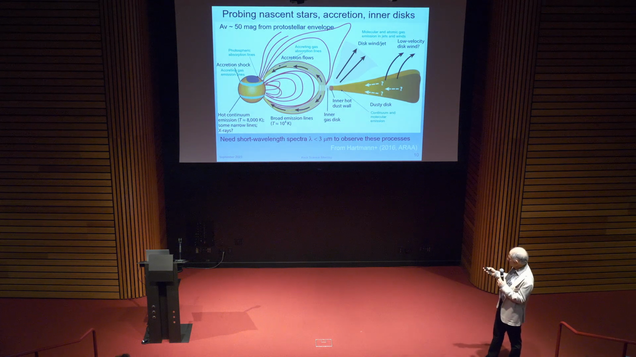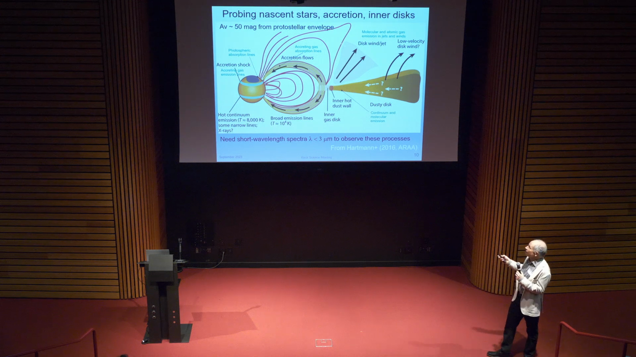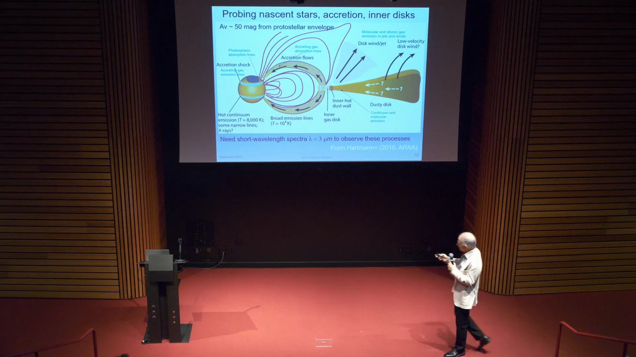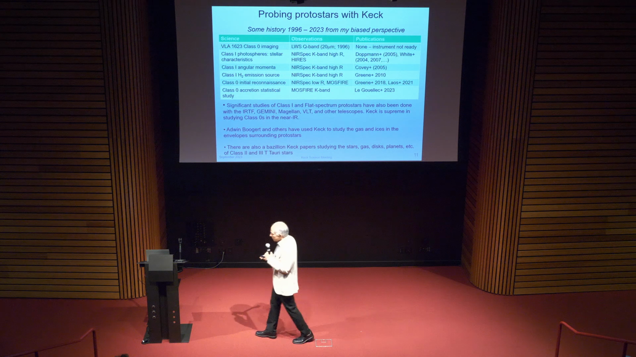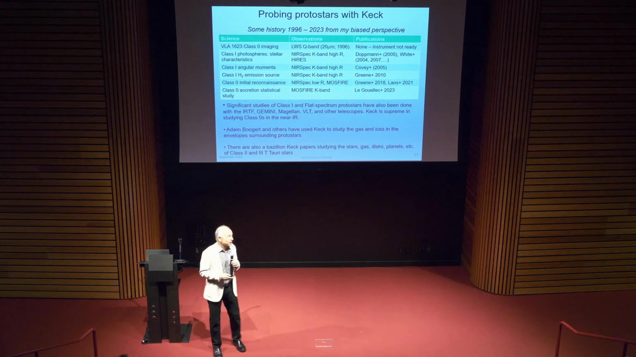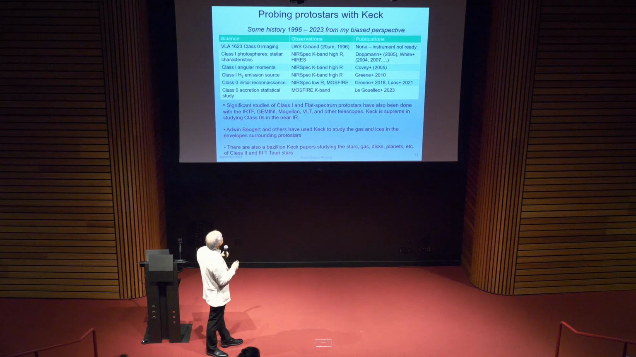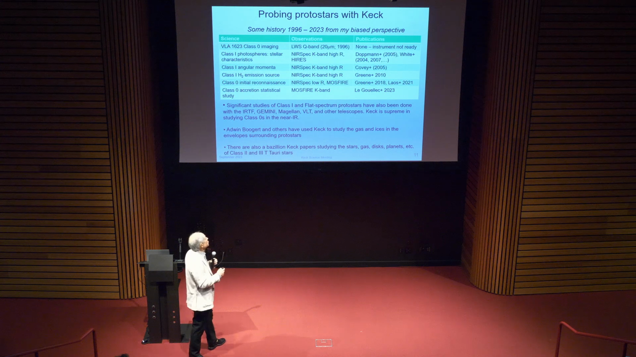Optical works too, but the problem is that there's like 50 magnitudes of visual extinction from the envelopes around these objects. Going out to K-band is a decent compromise, because then there's 10 times less extinction in magnitudes. There has been work on studying protostars on Keck. This is a little biased compilation of a few studies that I was putting together. This is really looking at those early stages, the class 0 and class 1.